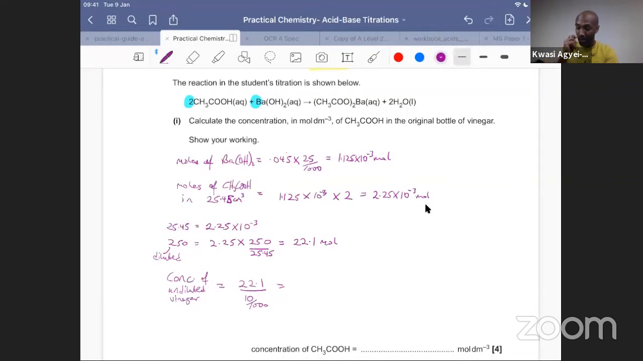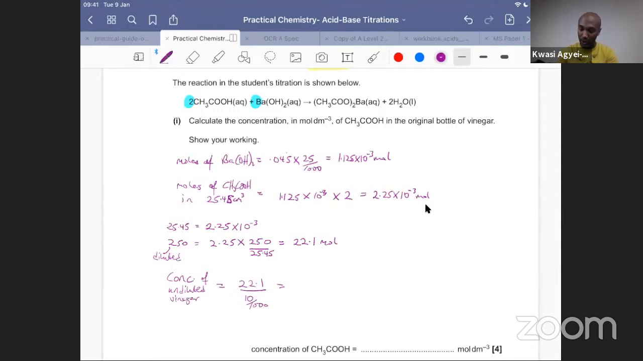Now, you may well have spotted... no, I think we're good. So 22.1 divided by 0.01. Oh, where have I gone wrong? I have made an error somewhere. Let's work backwards to see what's going on in our calculation.